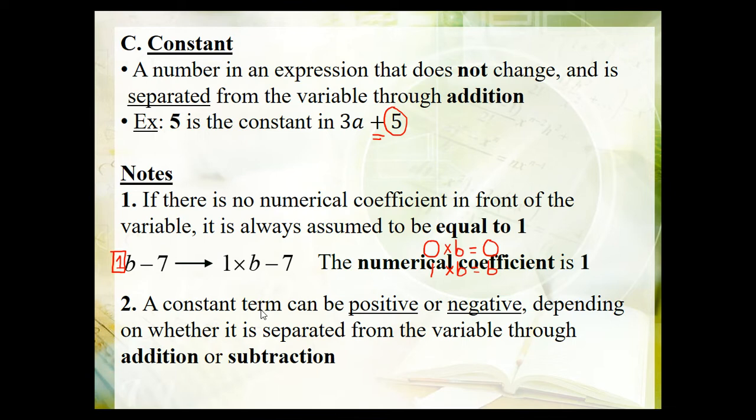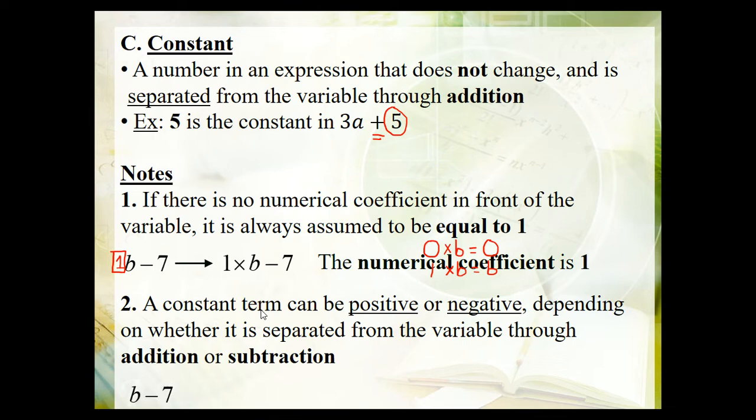Note 2, a constant term can actually be either a positive or a negative number. It just depends on whether it's separated from the variable through addition or subtraction. So in the expression we had at the top of the page here, where you had 3a plus 5, there's a positive term that separates the constant from the variable and the numerical coefficient. So in that case, the constant term would be a positive number.